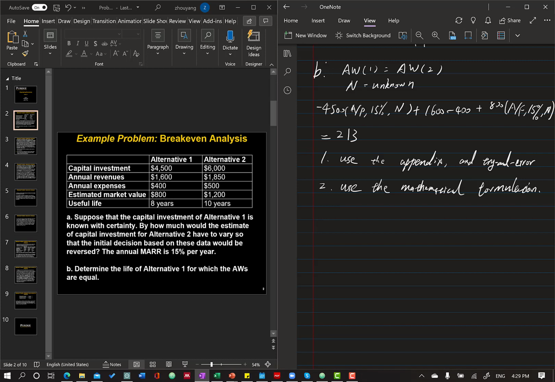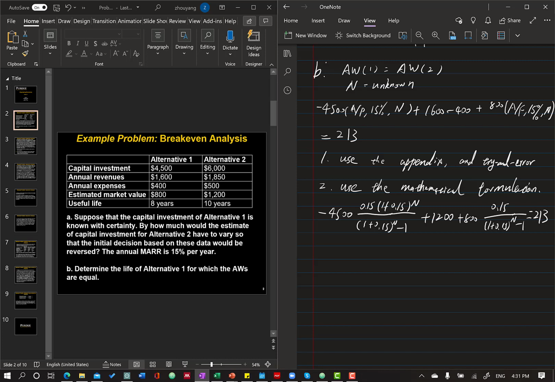Now we just plug in the mathematical formulation for the factors. Then we have minus 4,500 times, so this factor will be 0.15 times 1 plus 0.15 to the power of n over 1 plus 0.15 to the power of n minus 1, plus 1200 plus 100 times, so A given F would be 0.15 over 1 plus 0.15 to the power of n minus 1, and this equals 213.